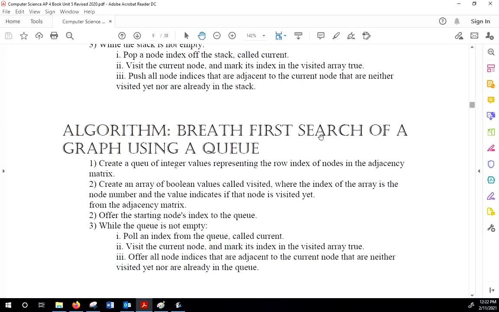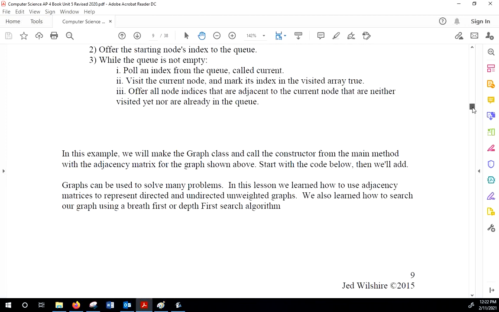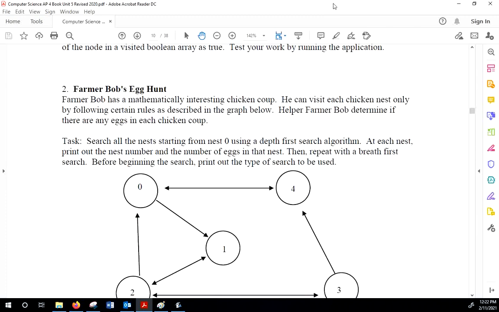The only difference between that and a breadth first search is this word right here, queue. Exactly the same algorithm. Okay, and there's a dot contains for stacks and queues in Java because they're a linked list. All right, so that's pretty much it for that lesson.